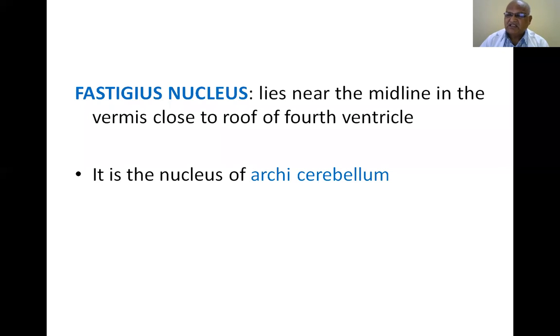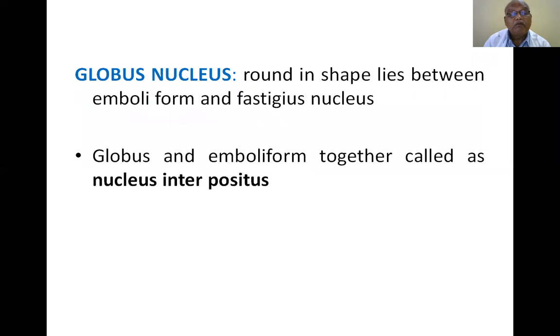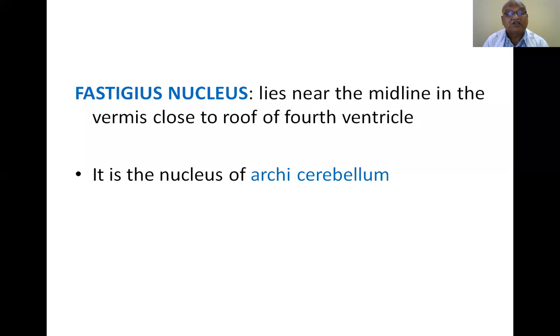So the white matter present in the 3 lobes contains 3 different nuclei. I have mentioned where each nucleus is positioned in the white matter, in which part of the cerebellum, whether anterior lobe, posterior lobe, or flocculonodular lobe. You must know such a differentiation also. The globose and emboliform nuclei together are called the nucleus interpositus.